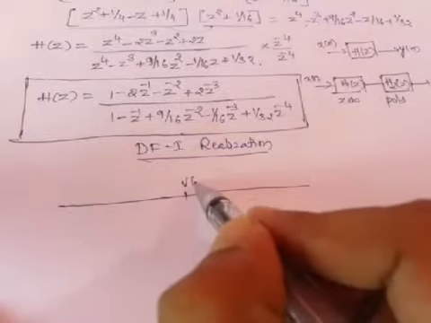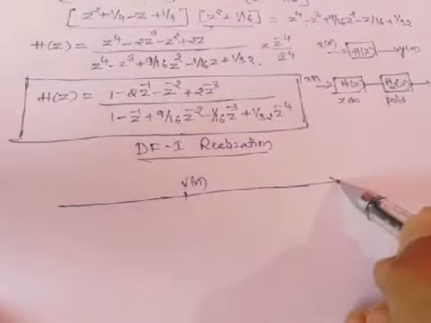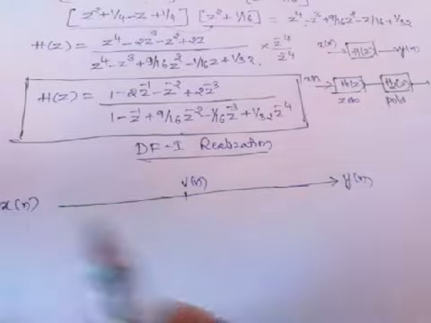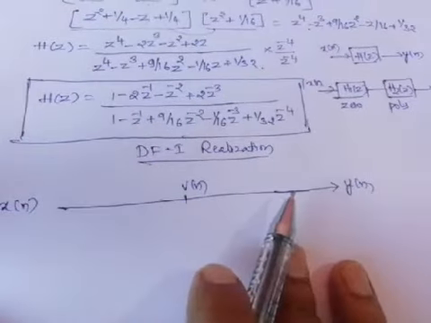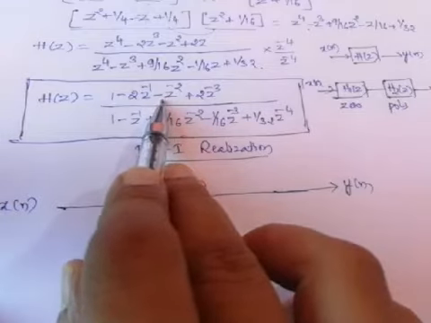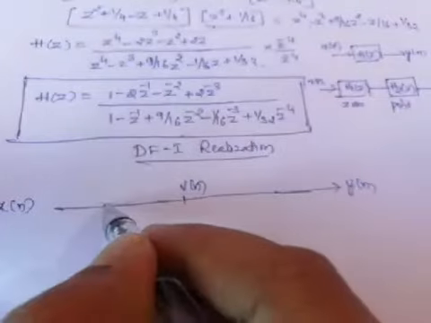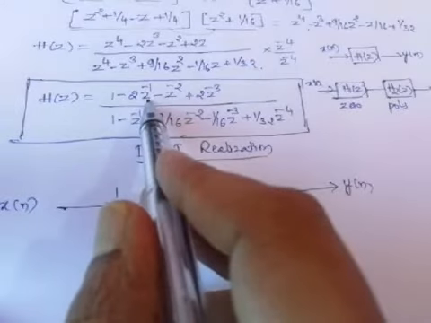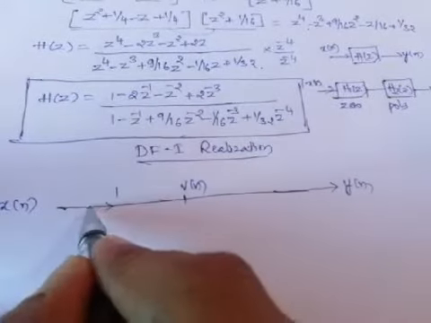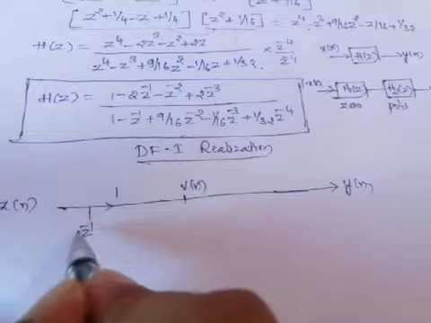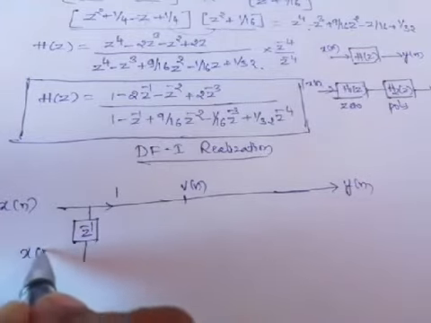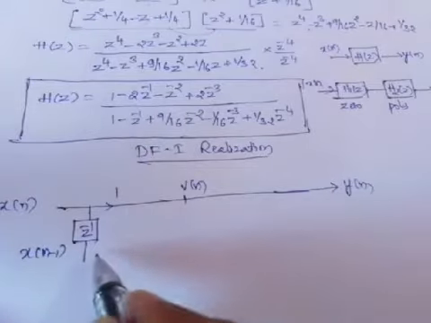See, this is the intermediate result v of n. Output is y of n. Input is x of n. Okay, first I am going to realize the zero system. 1 multiplied by 1 is there. Next, z to the power minus 1, x of n is delayed by 1 time. This one we got x of n minus 1. The coefficient term is minus 2.